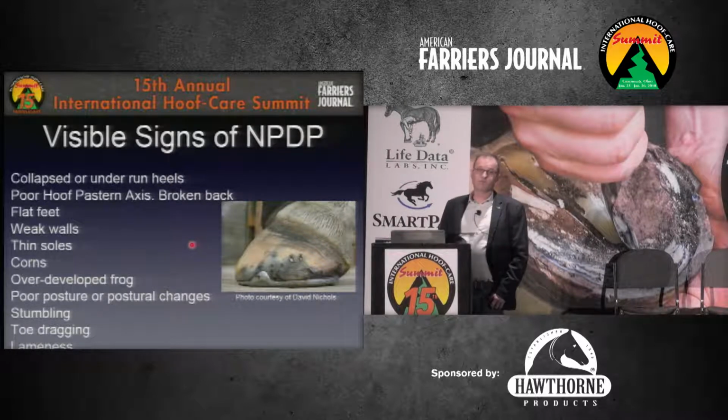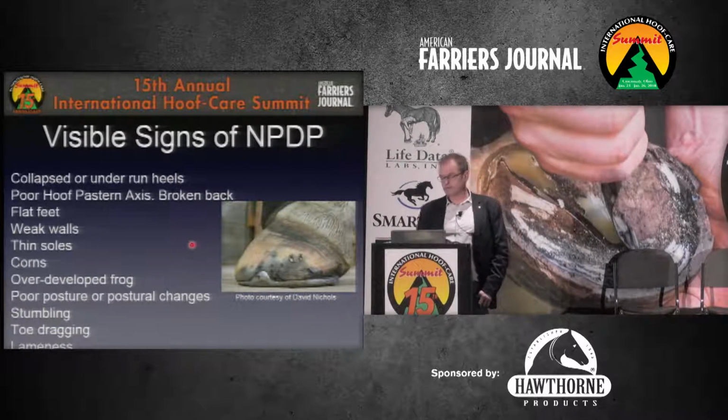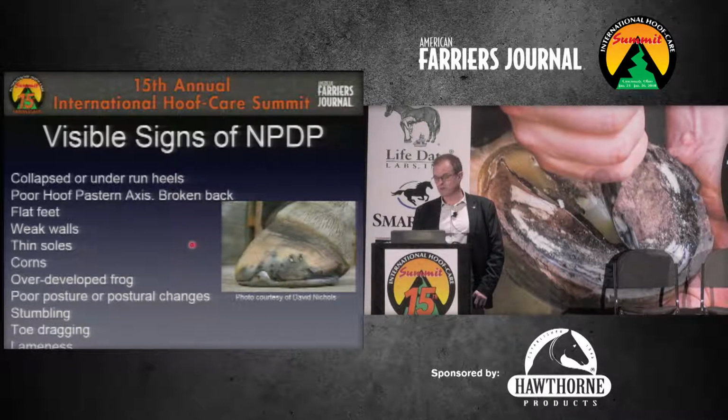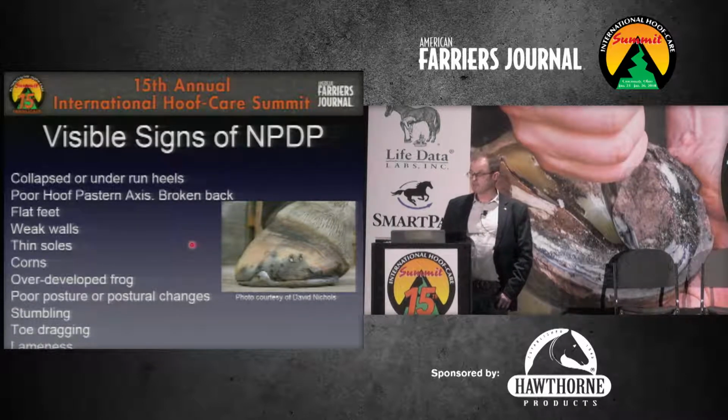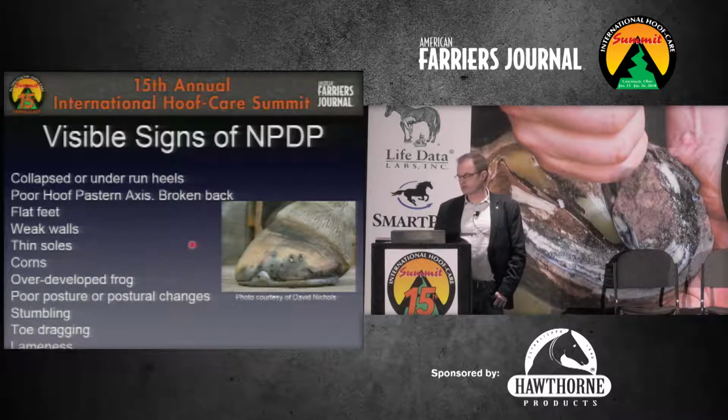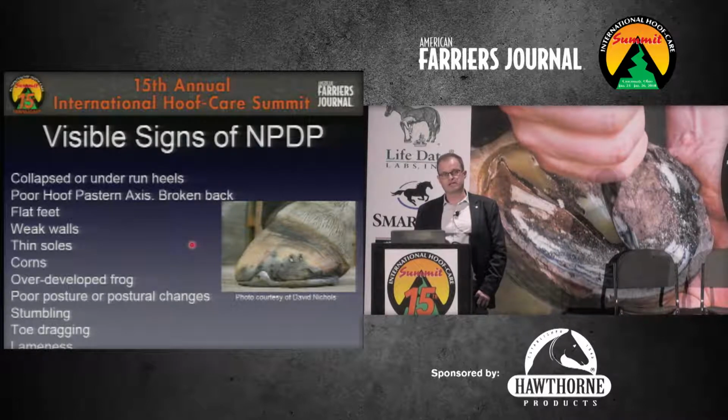This photo, courtesy of Dave Nichols, describes quite well what I wanted to talk about. All these factors, and there's probably a lot more signs that you would suggest, we need to, as farriers, recognise these signs, because they're not always as obvious as this, but I think taking a good look at a foot and saying, we need to consider this, might need X-rays.